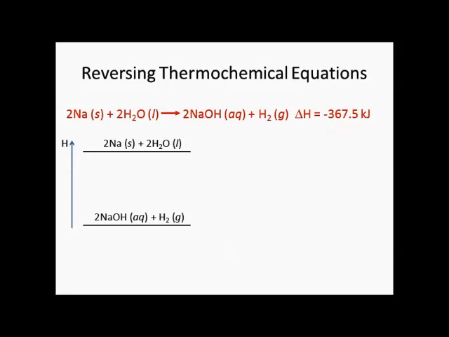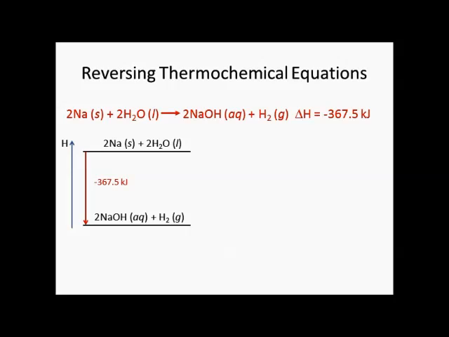This is akin to looking at this enthalpy diagram. We have a higher enthalpy in our reactants than our products. The change is minus 367.5 kilojoules. Now, what if you do the reverse?